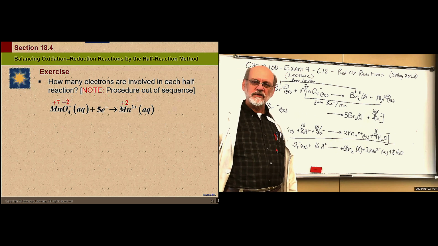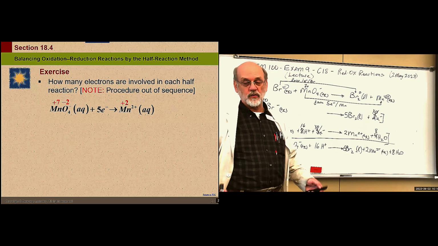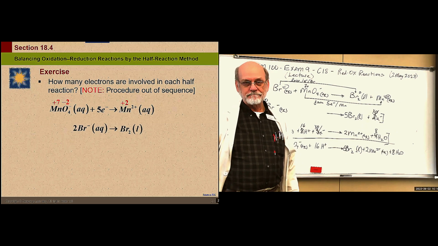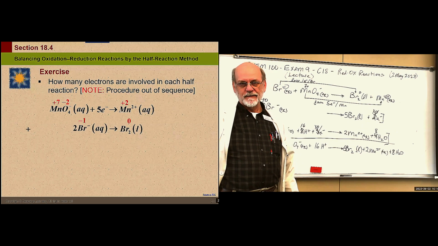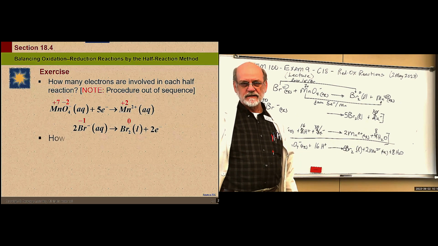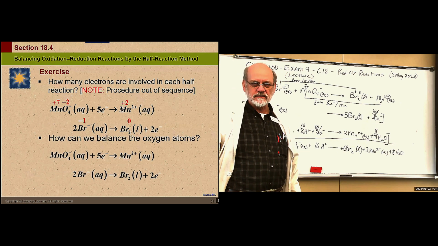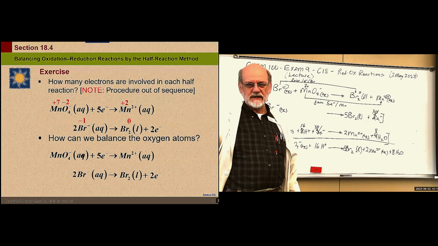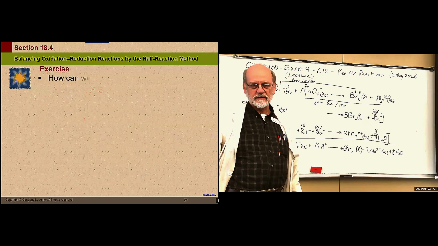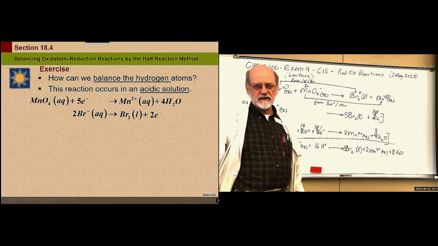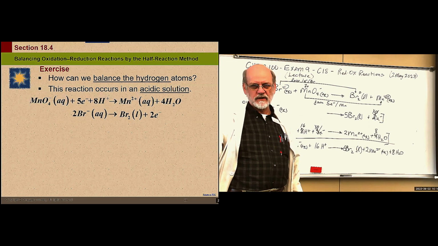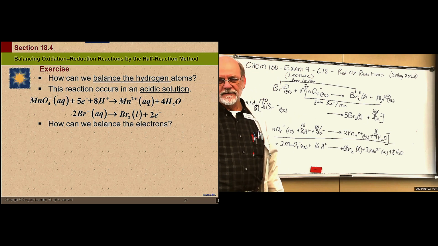Okay. All right, we're doing electrons first. That's okay. You can do them out of order. Get the electrons done. And then we'll balance the oxygens. Okay. Add water on that side and then hydrogens on the other side. For the next step, there we go, 8 hydrogens.